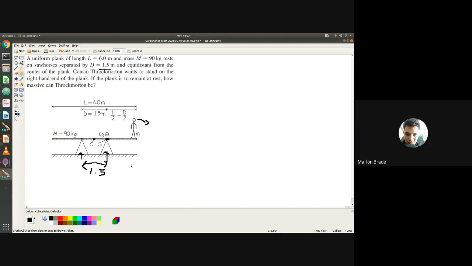Okay, so una natong buhaton kay kung wala pa mosakay si Throckmorton, naa ang iyahang center of gravity dinhi. So let's say nga kini atong position 0. So first of all, mamili ta ug origin. Arbitrary origin as mentioned earlier. So let's say nga kini atong origin O.